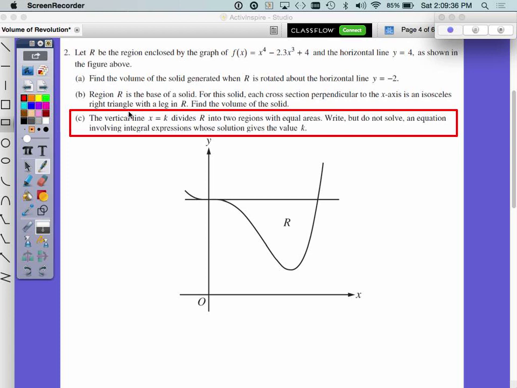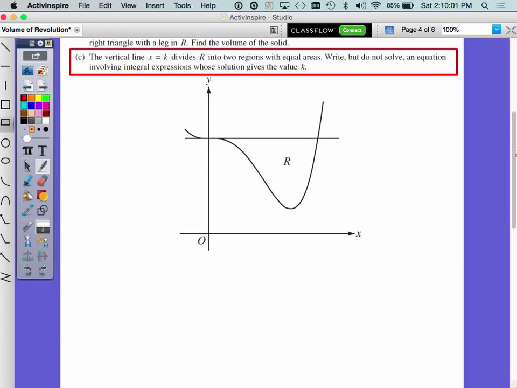Part C says that a vertical line x equals k divides this region, which was previously defined as R and which is given in this diagram. The line divides the region R into two regions with equal areas. And in this part of the question, we're asked to write but not solve an equation that involves integral expressions and whose solution, if we were to get it, would give us the value of k.